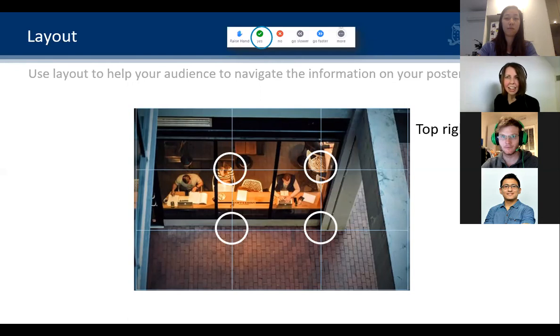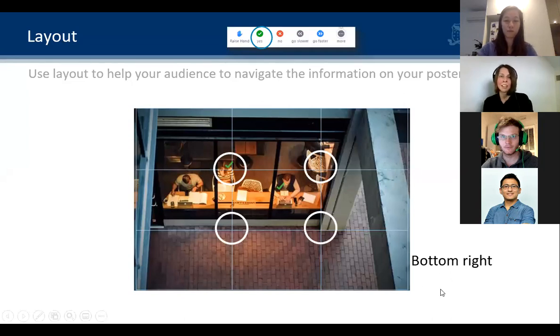Did anyone's eye go to the top right first? Okay, about 4. All right, nice one, thank you. Did anyone's eye go to the bottom left first? 1 maybe? Okay. And finally, the bottom right. Did anyone's eye go there first? 2. Okay. This is interesting.